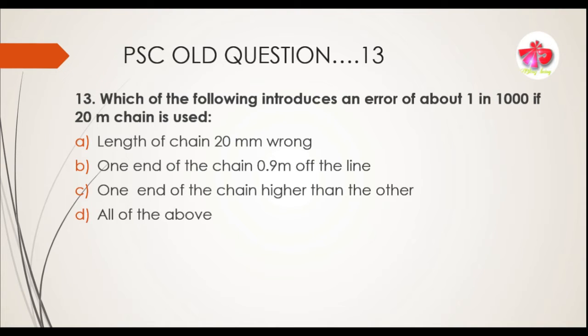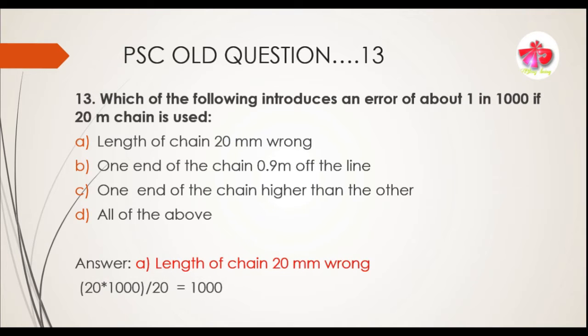So friend, option A, that is length of the chain 20 mm wrong, will induce an error of about 1 in 1000 if a 20 meter chain is used, isn't it? So 20 divided by 20 into 1000 will give you 1000. So 1 in 1000 will be the error given by a 20 mm wrong chain.